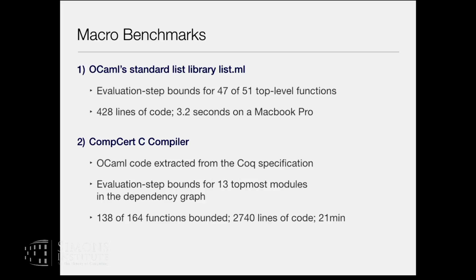The other benchmarks we did is when you just get some existing code and run it on a larger code base. So we did that for a couple of things. For instance, the standard list library, we can automatically analyze most of the functions. Or here, this is a C compiler written in OCaml. This is an interesting project anyways, because it's a verified C compiler. So it's not written in OCaml initially. It's written in the Coq proof assistant. And then the code is extracted to OCaml. So this is an optimizing C compiler that's proved to be correct. This is a C compiler with no bugs.